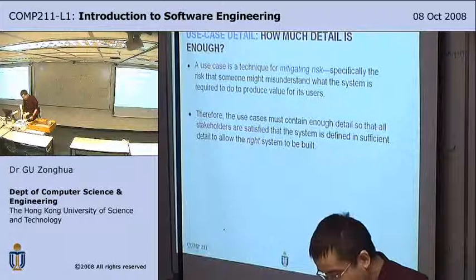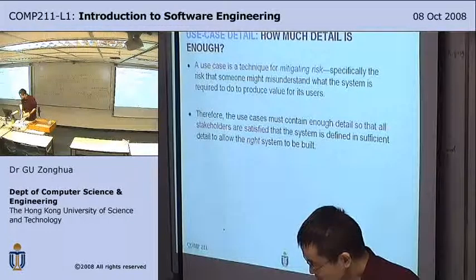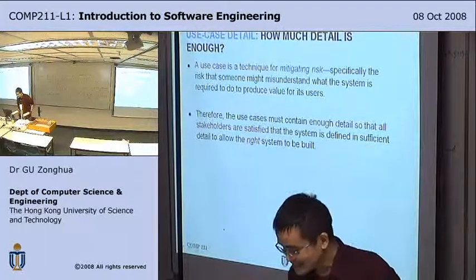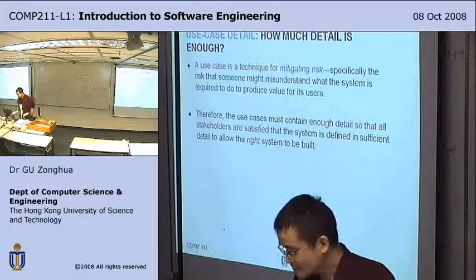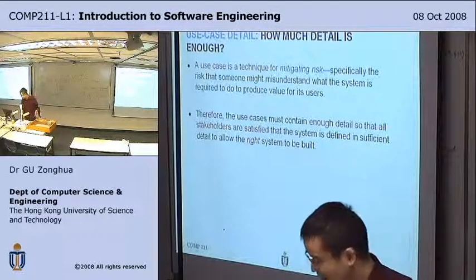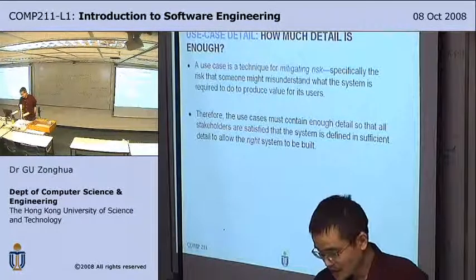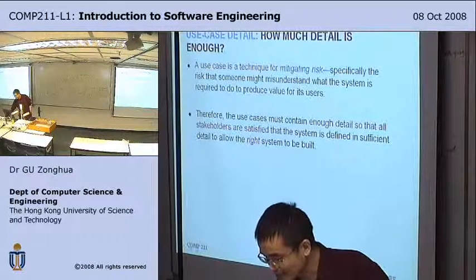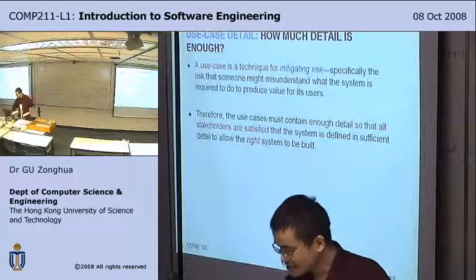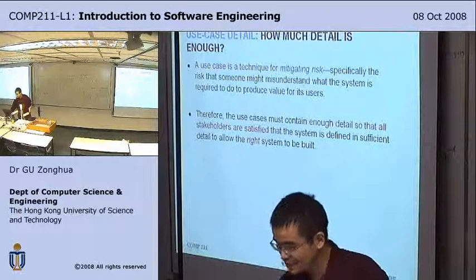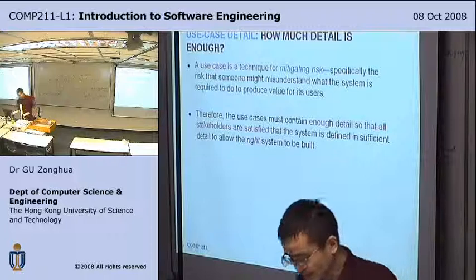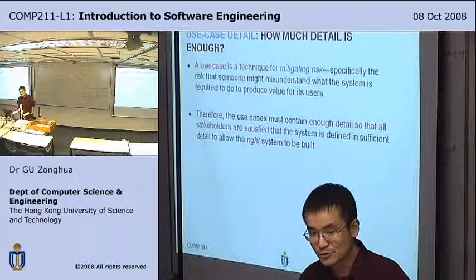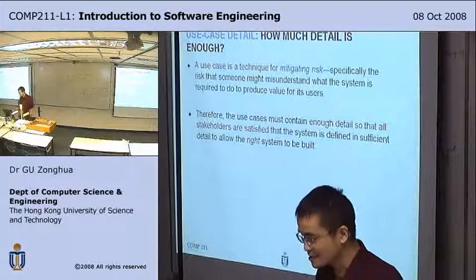So how much detail is enough? A use case is a technique for mitigating risk. There are many risks in software development, including technical risks and all the other risks. So this particular risk is that someone might misunderstand what the system is required to do to produce value for its users. So it's used to reduce misunderstanding and help people, including users and developers, understand the system better.